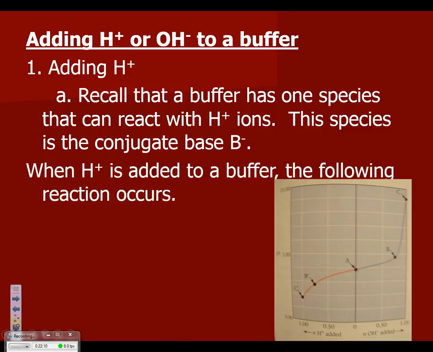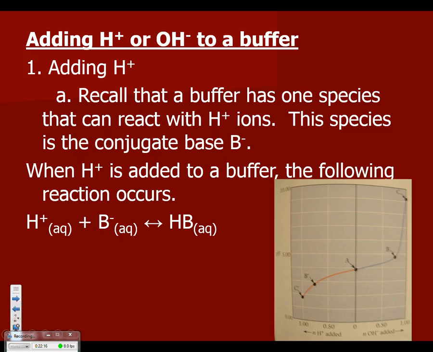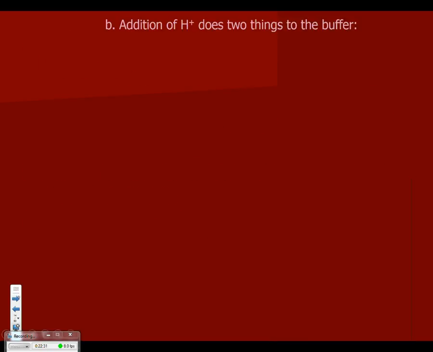When the H+ is added, the following reaction occurs. That's what's going to happen. It's just reacting with the base. So the hydrogen will react with the base. If I add hydroxide, it will react with the acid part. Okay, so I'm just adding hydrogen. It's going to react with the base part of that anion that I made.